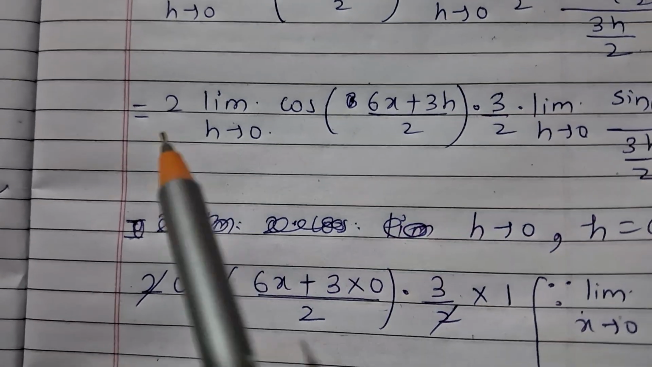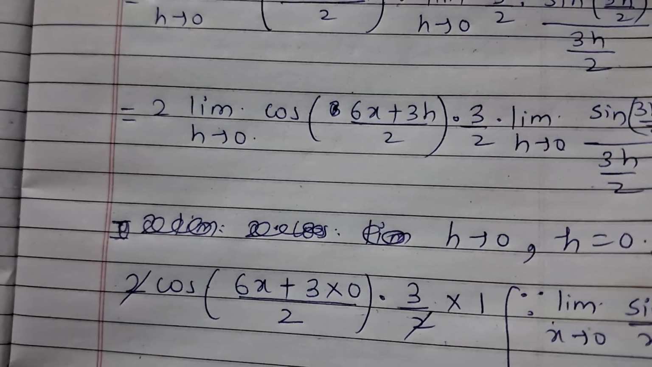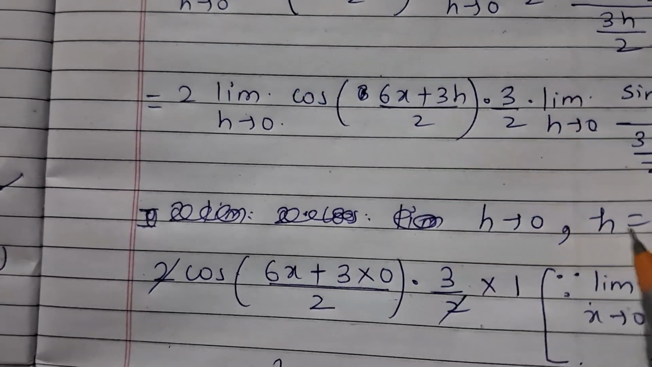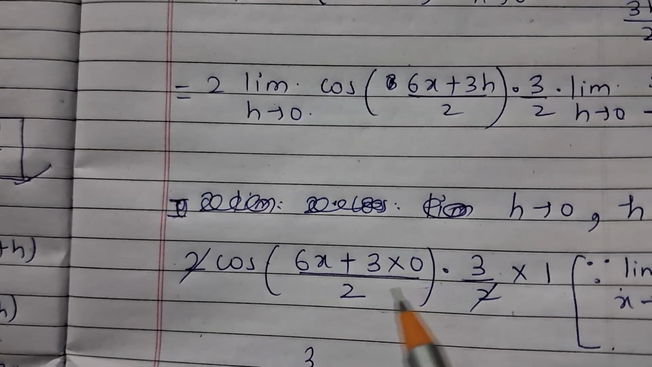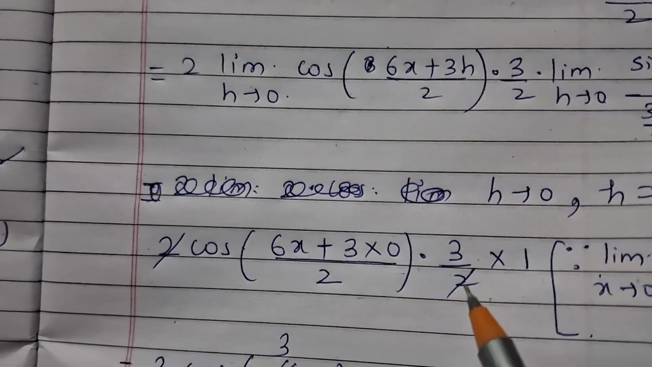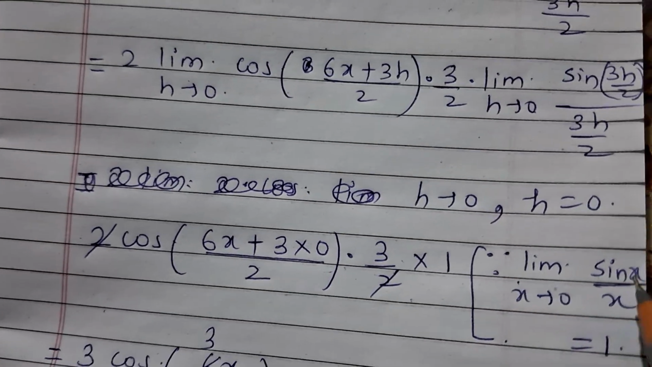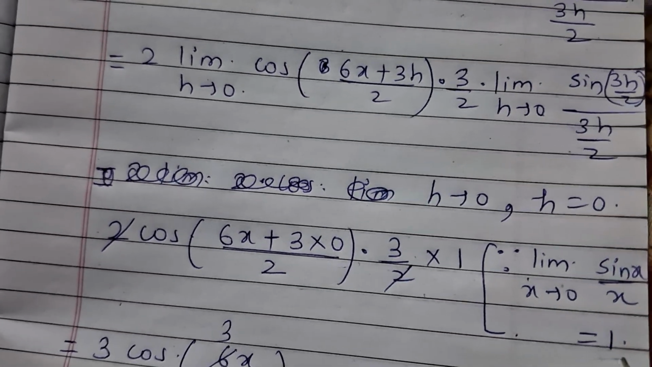Now you know the formula: h tends to 0, so h is equal to 0. At the place of h we put 0, so we write 2 cos((6x + 3 into 0)/2) dot 3 upon 2 into 1. Why into 1? Because you know limit x tends to 0 of sin x by x is equal to 1. Remember this formula.